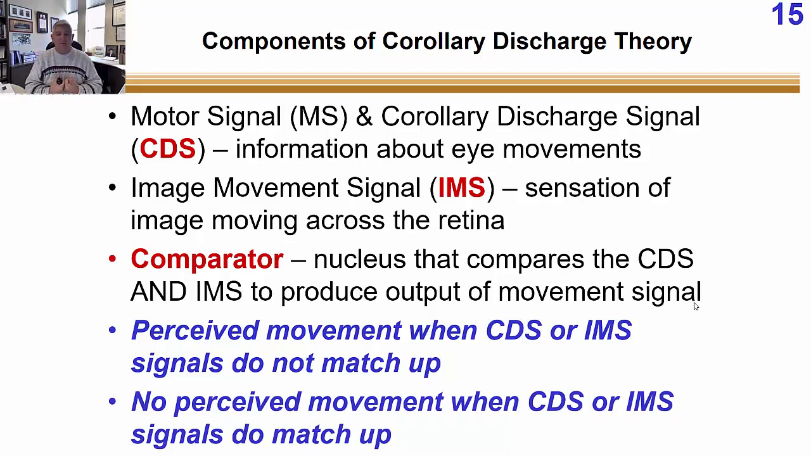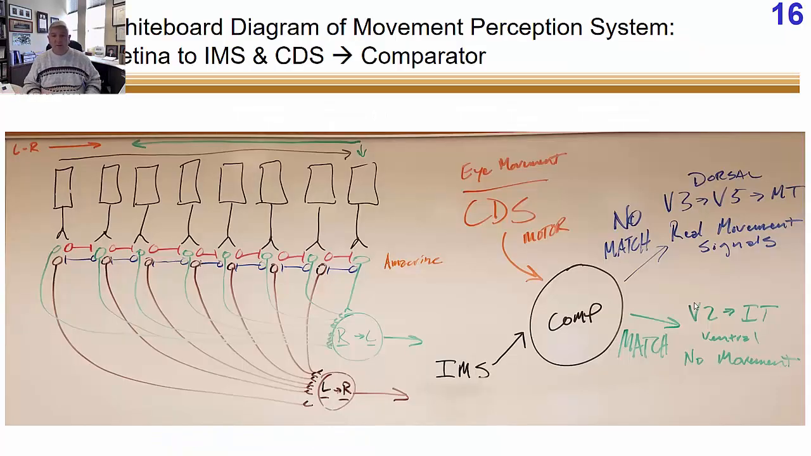So I'm moving my eyes, right? And there's real movement because I'm scanning through the environment. Those match up. So we have a signal of real movement and we have a signal of eye movement. That would tell me that the thing that's moving is me and that everything else is staying stationary, that there is no movement, right? All right, so let's think about how this works.